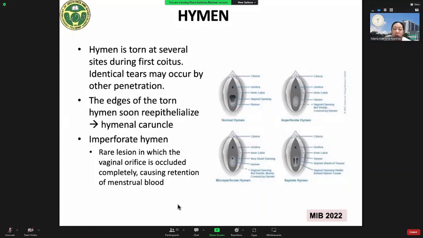A congenital disorder in which there is no hymeneal opening, which could obstruct the vagina, is referred to as imperforate hymen. This is a rare lesion in which the vaginal orifice is obstructed, causing retention of menstrual blood. So the clinical presentation here is cyclic pelvic pain. However, there is no menstruation. So there is primary amenorrhea.